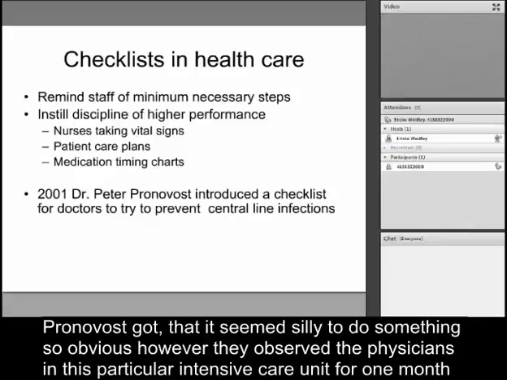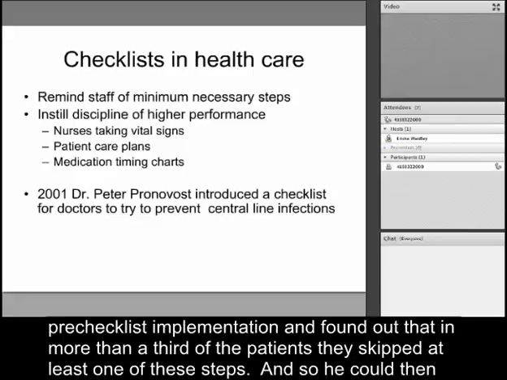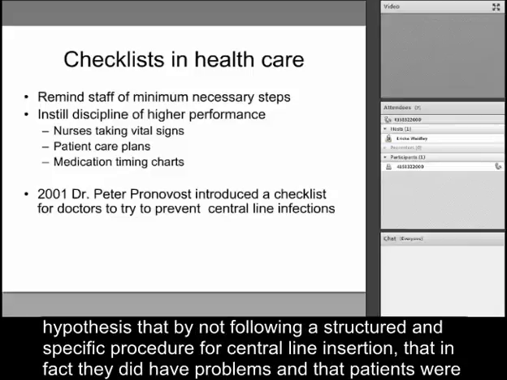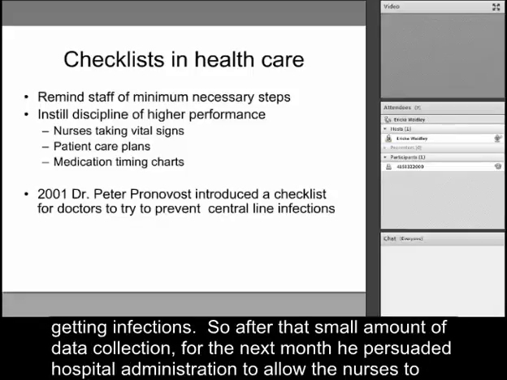However, they observed the physicians in this particular intensive care unit for 1 month pre-checklist implementation and found that in more than a third of the patients, they skipped at least one of these steps. And so he could then hypothesize that by not following a structured and specific procedure for central line insertion, in fact they did have problems and patients were getting infections.